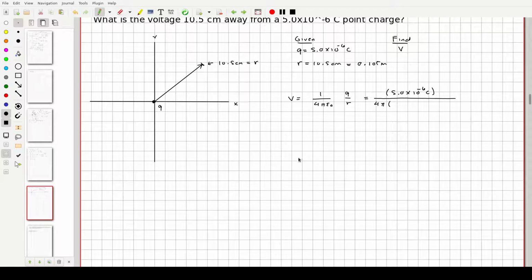Minus 12th. It's a good thing I verified that, huh? 8.85 times 10 to the minus 12th Coulomb squared per Newton meter squared. And then you have R. Okay, so R is 0.105 meters. So what's your voltage here?